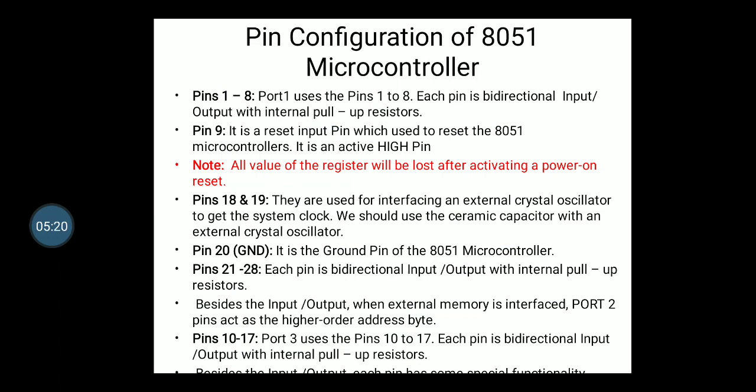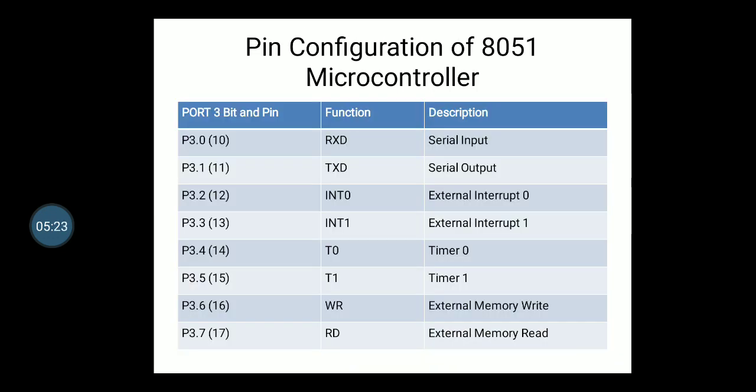So these are the alternative functions. This line is not visible, but we don't have to worry because I have given one separate PPT for the alternate functions of port 3. You can see the port 3, that is pin number 10, is used as RXD, that is serial input. Receiving means input, right? Port 3.1, that is pin number 11, TXD, that is serial output. Pin number 12 is external interrupt 0. Then 13 is external interrupt 1, that is INT1. 14 and 15 are for timer 0 and timer 1. And 16 and 17 are used for memory write and memory read. So these are the alternate functions of port 3 of the 8051.